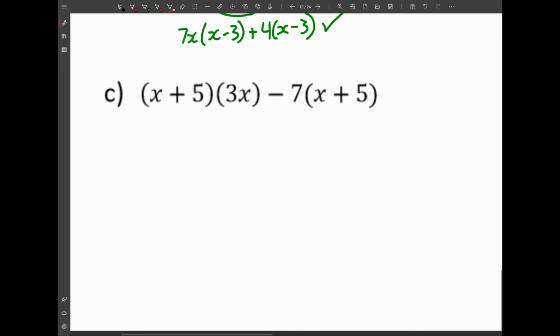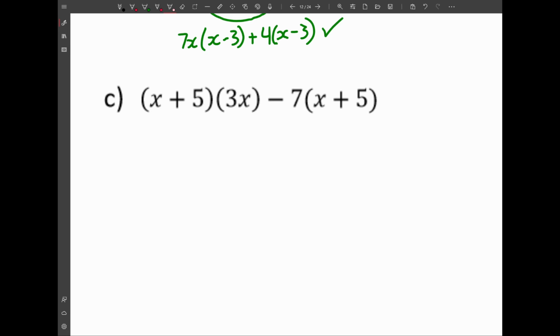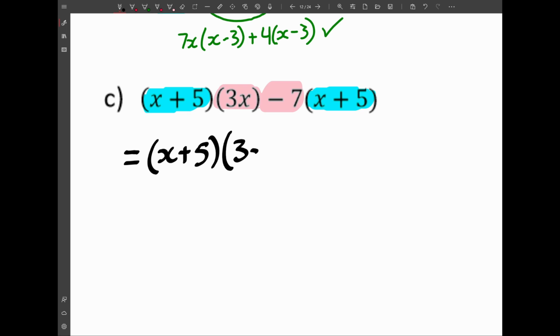Finally, this one looks a little bit different, but it's really not. We have x plus 5 and x plus 5. So we pull out that. Then we look at what's left. It doesn't matter that they're right next to each other. Still, what's left is 3x minus 7.